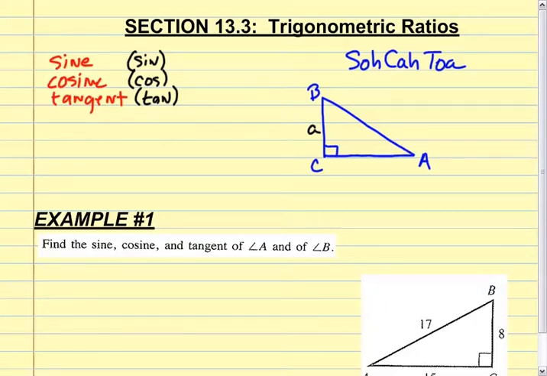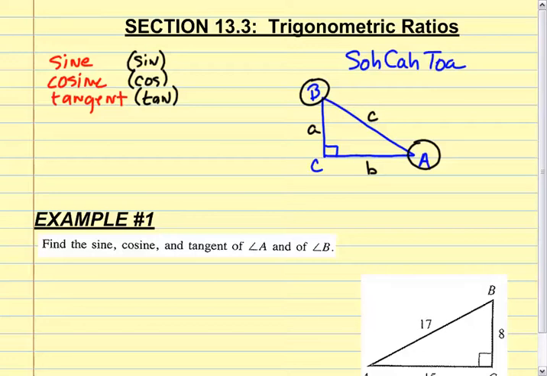This, of course, is going to be side b. And then this is side c. You guys have seen this before. We use it for the Pythagorean theorem: a squared plus b squared equals c squared, right? Now, each one of these acute angles, not the right angle, so that's angle B and angle A, they have their own sine, cosine, and tangent.